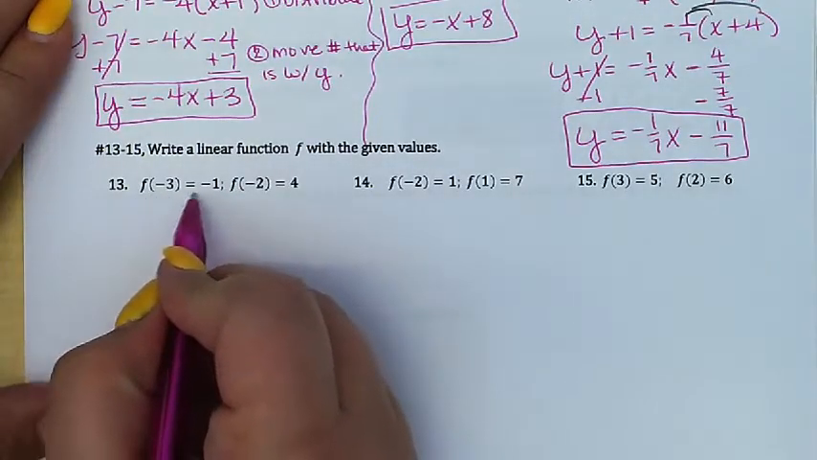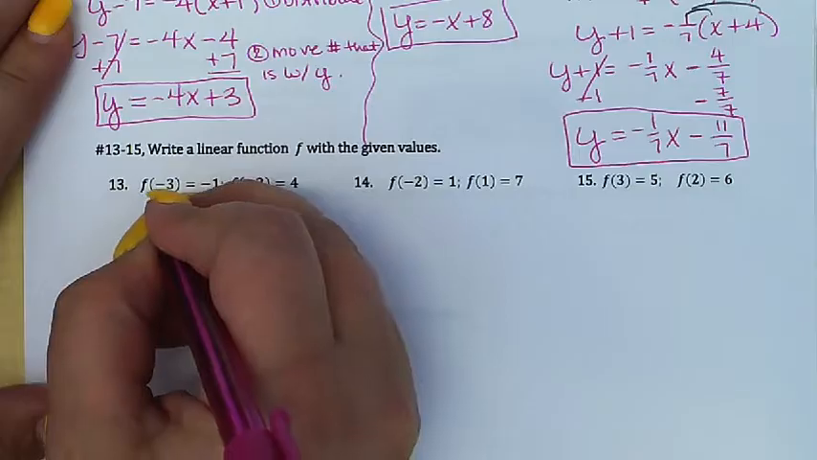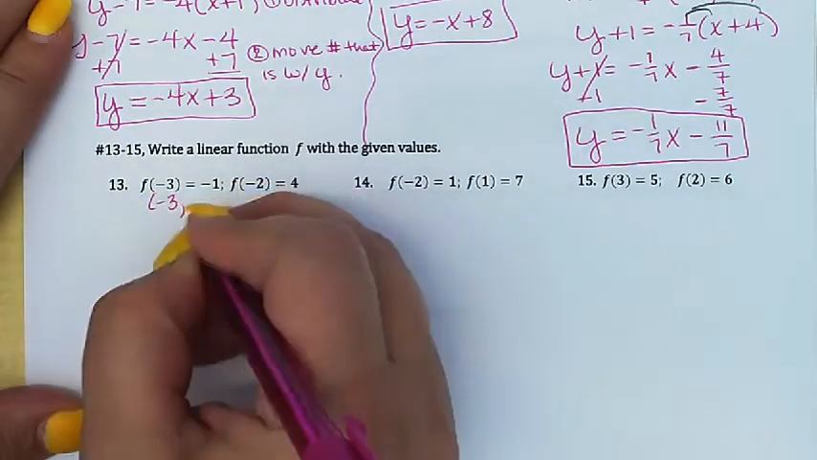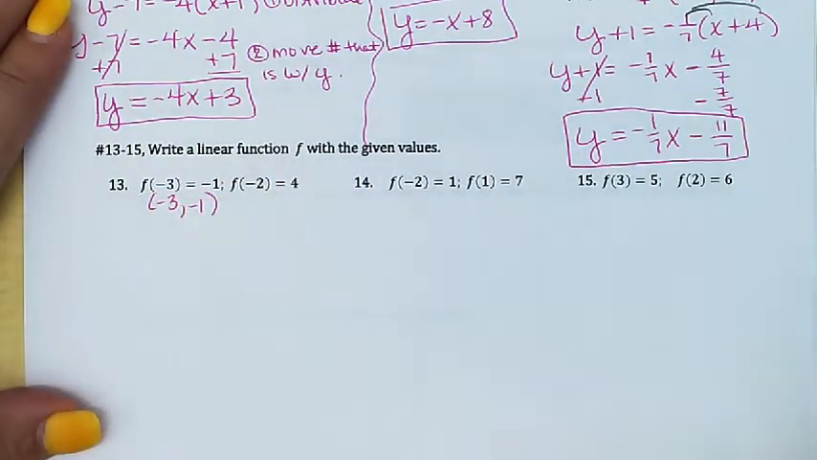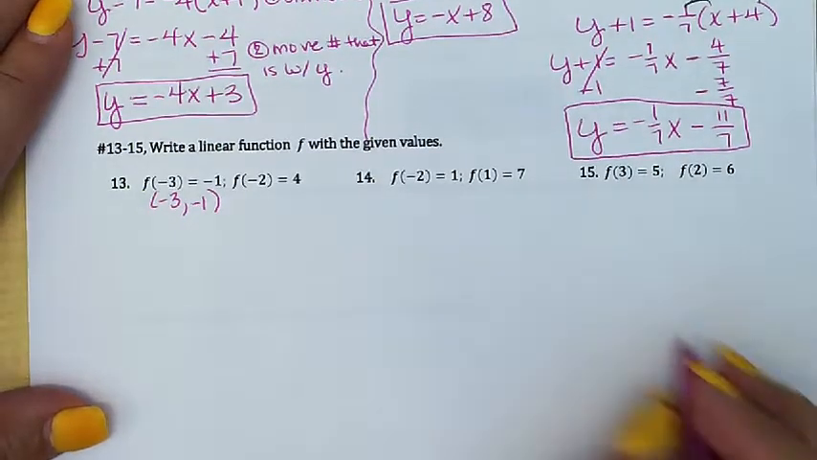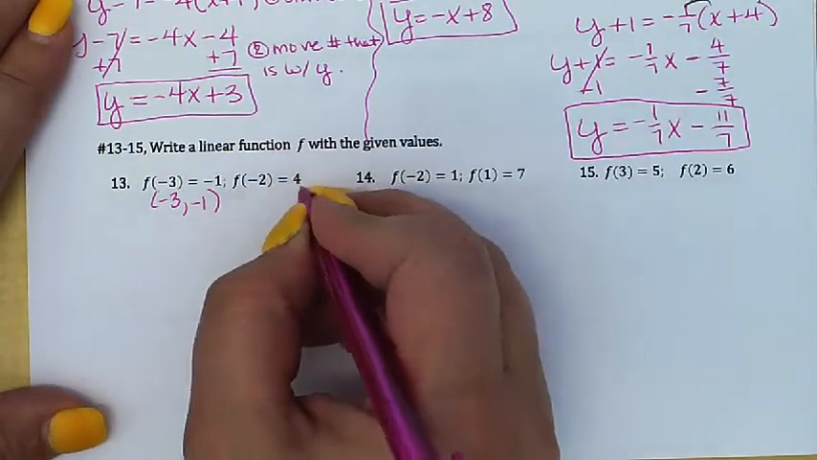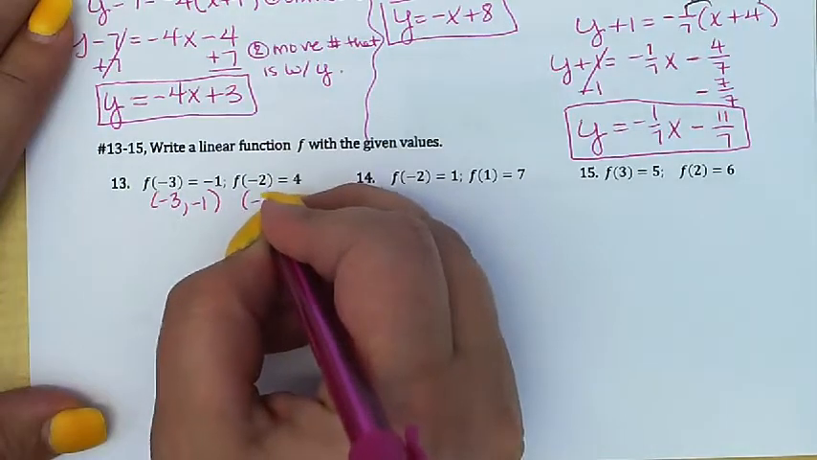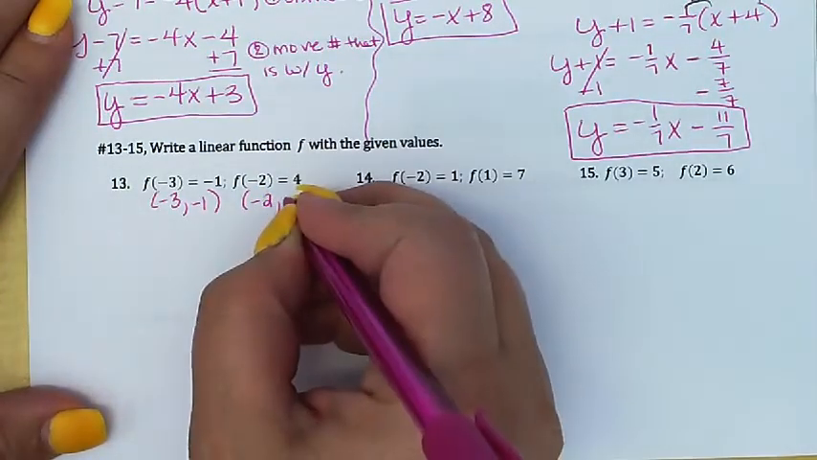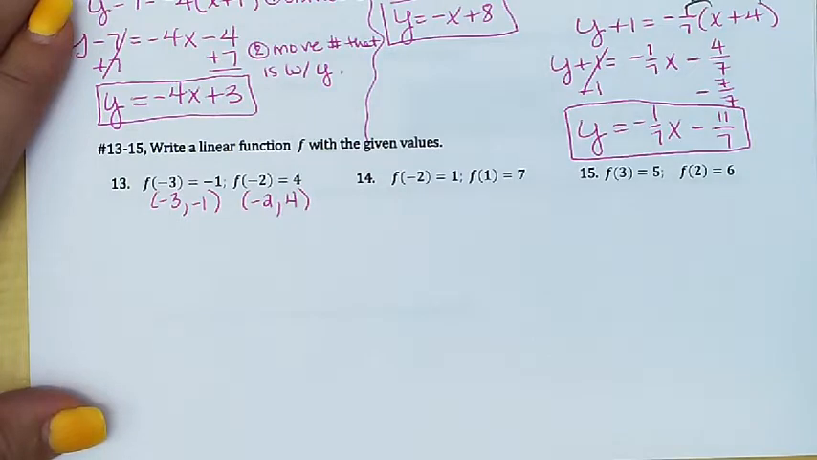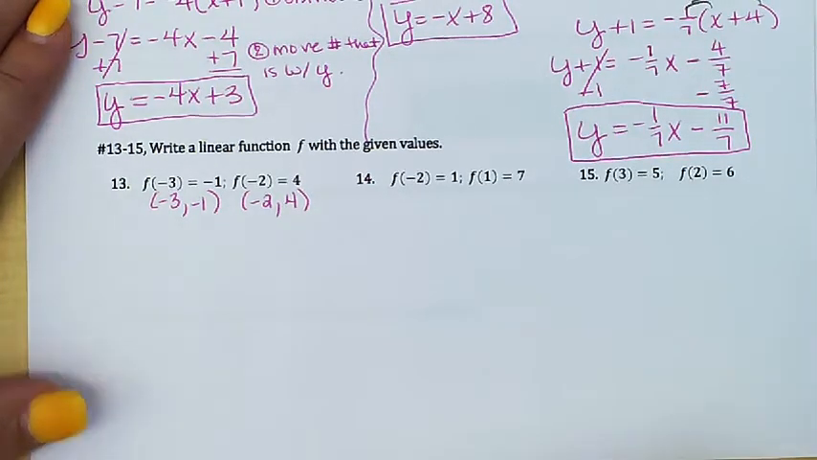So when I see that f of -3 is -1, all that is telling me is that when the input was -3, the output was -1, and that is an ordered pair together. When I see f of -2 is 4, all that is telling me is that when x was -2, the output was +4, and that is an ordered pair together. And the rest of this is like deja vu, guys.